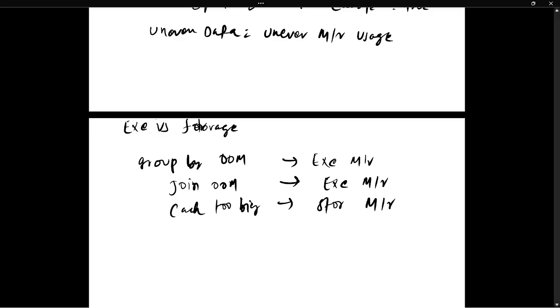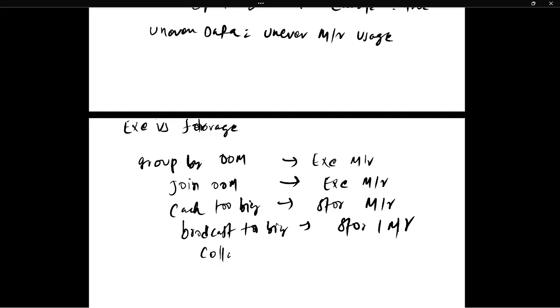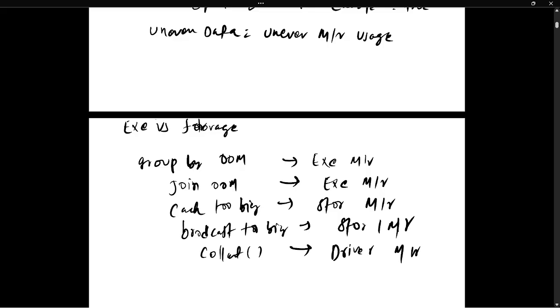If the broadcast is too big, then that is again an issue with the storage memory. Okay, if we are performing collect, then that is the driver memory. Basically driver memory. So we understand in which scenario there is an issue with the execution memory, and in which scenario an issue with the storage memory.